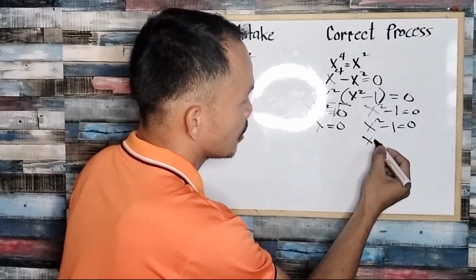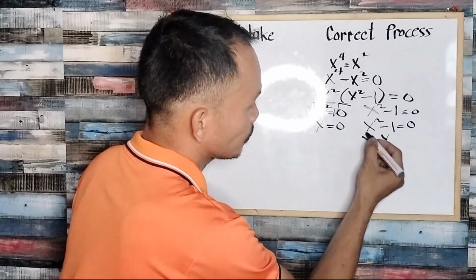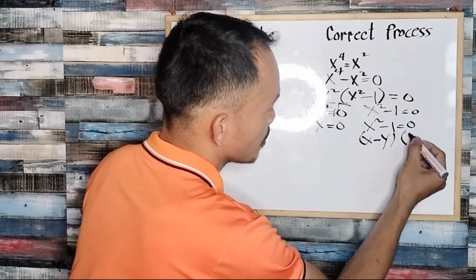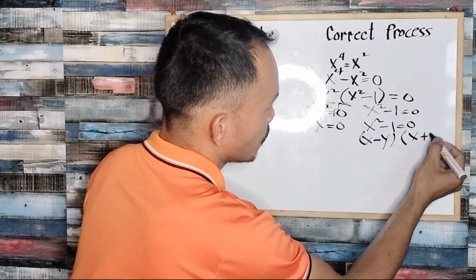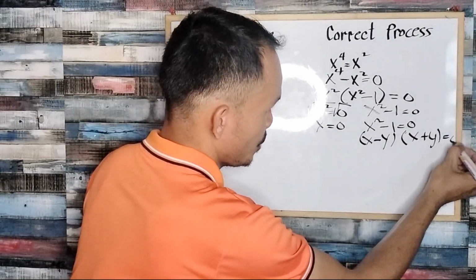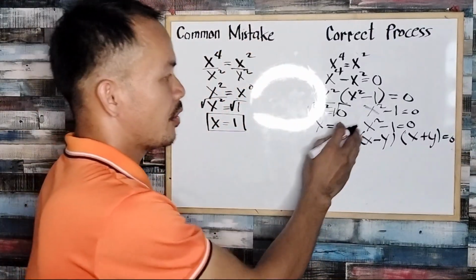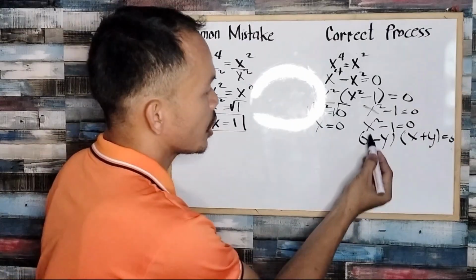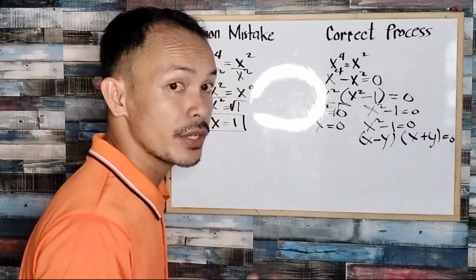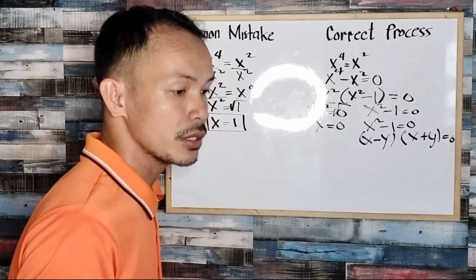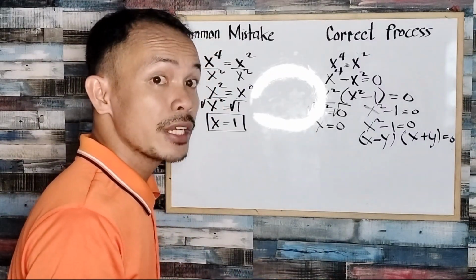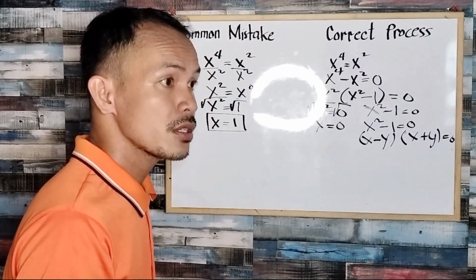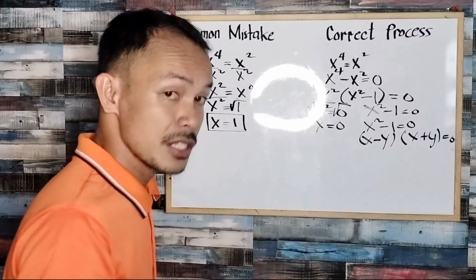x minus y times x plus y is equal to 0. And make sure that the two terms here are perfect squares. We're gonna check. x squared is a perfect square. Why? Because the exponent is 2. If the exponent of the variable is 2, 4, 6, 8, then that is a perfect square.